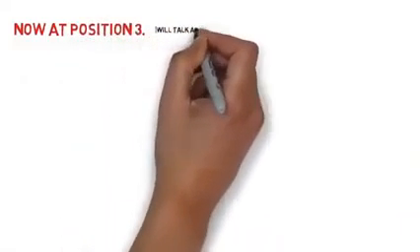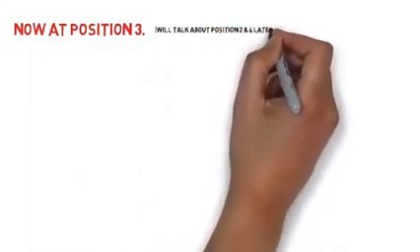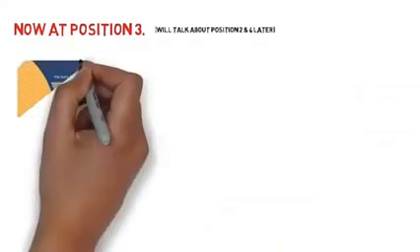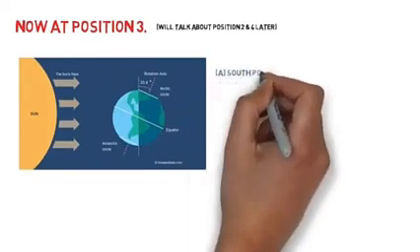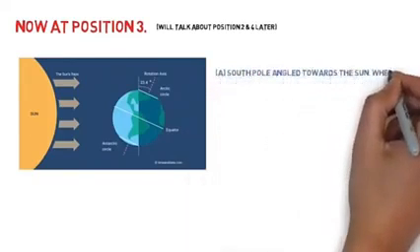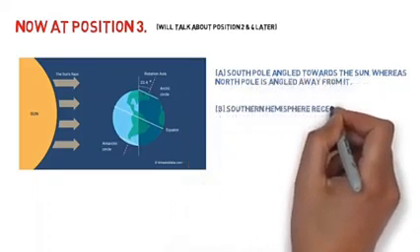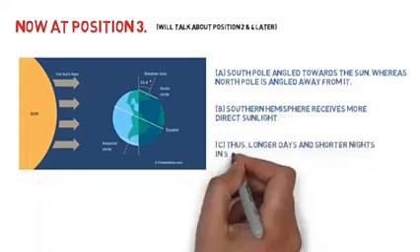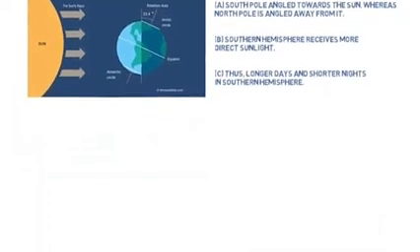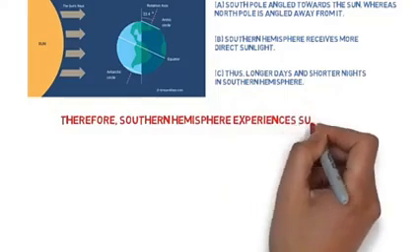Now we will talk about position 3. Do not worry children, we will talk about position 2 and position 4 later on. In this image, you can see that the South Pole is angled towards the Sun and the North Pole is angled away from the Sun. Thus, the Southern Hemisphere receives more direct sunlight and has longer days and shorter nights. Which means right now, Southern Hemisphere will be experiencing summer and Northern Hemisphere will experience winters.